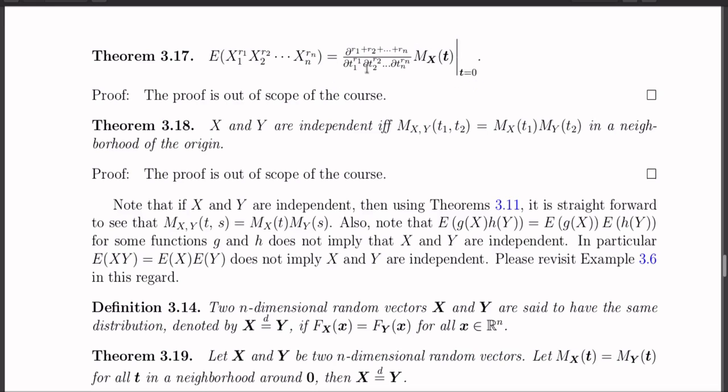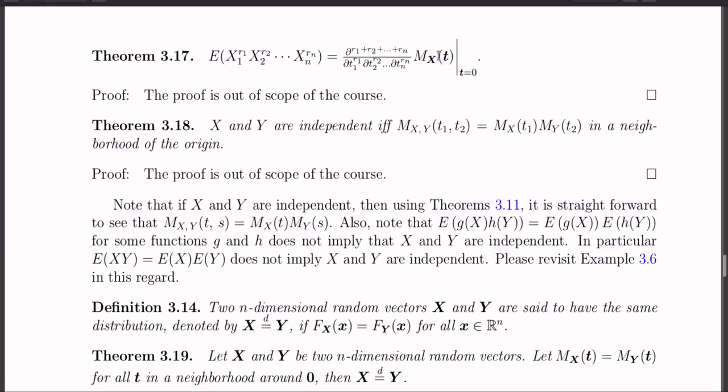Notice what the order of the partial derivative is. I have to find the expectation of x1 to the power r1 through xn to the power rn. So with respect to tn, I have to take the rnth derivative. With respect to t2, I have to take the r2 derivative. With respect to t1, I have to take the r1 derivative. Okay. And the order of the derivatives does not change the result.